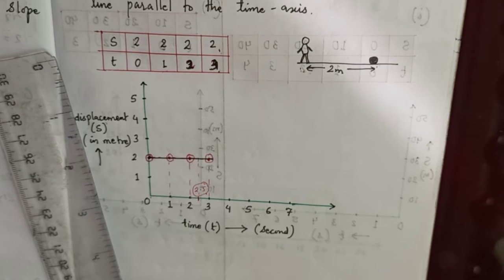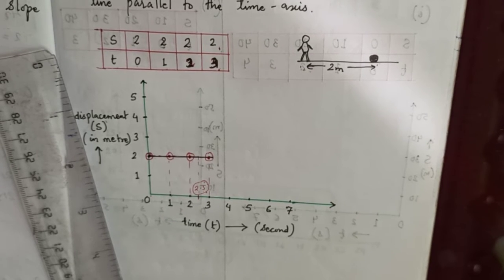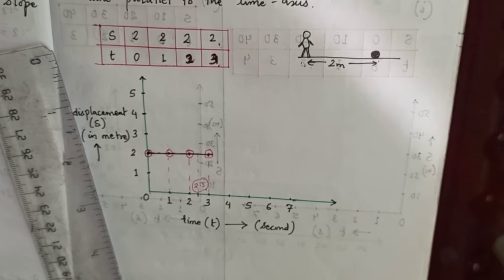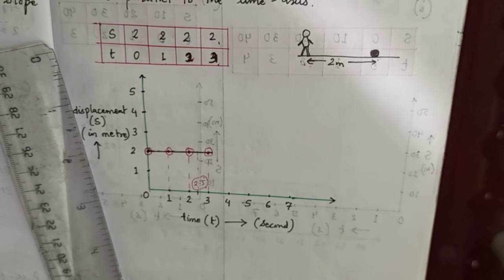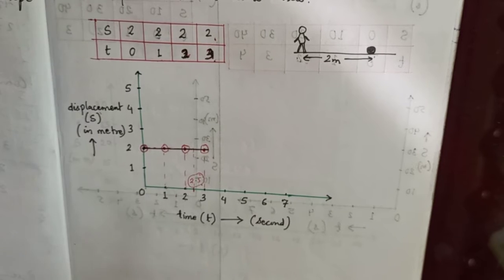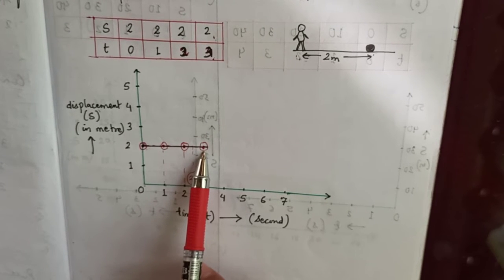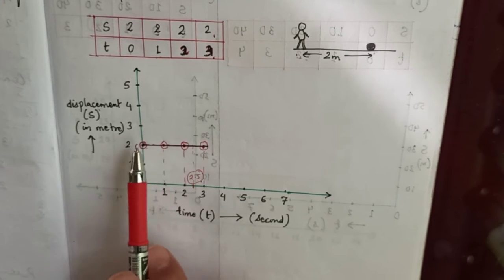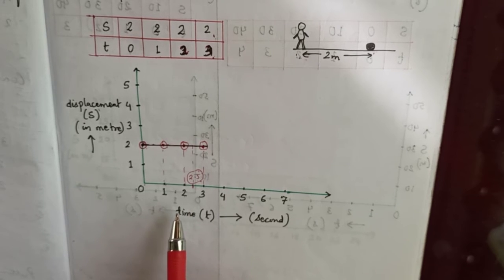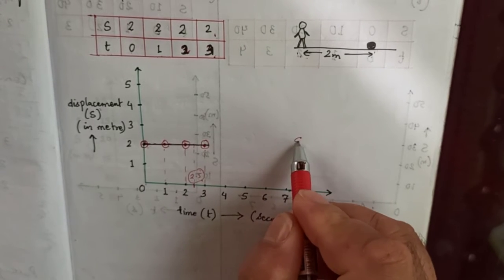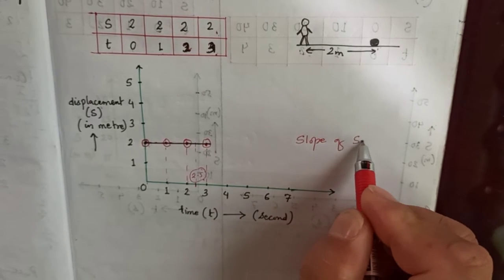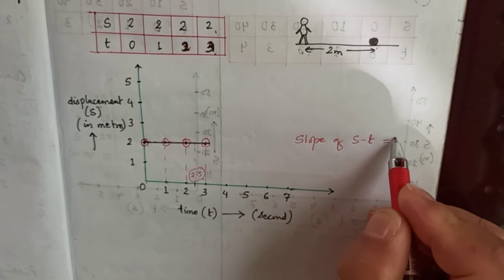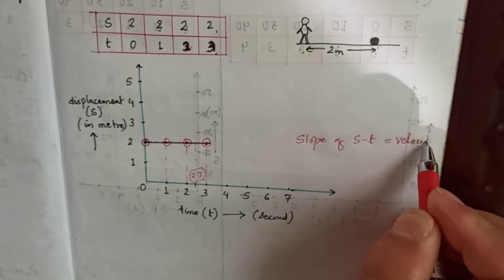And the second important thing that we can calculate from the displacement time graph is the velocity of the body. If we find the slope of this graph, the slope of the graph will give us the velocity. Slope of the displacement time graph will give us the velocity of the body. So here, if we calculate the slope of displacement time graph, then this will give us the velocity of the body.